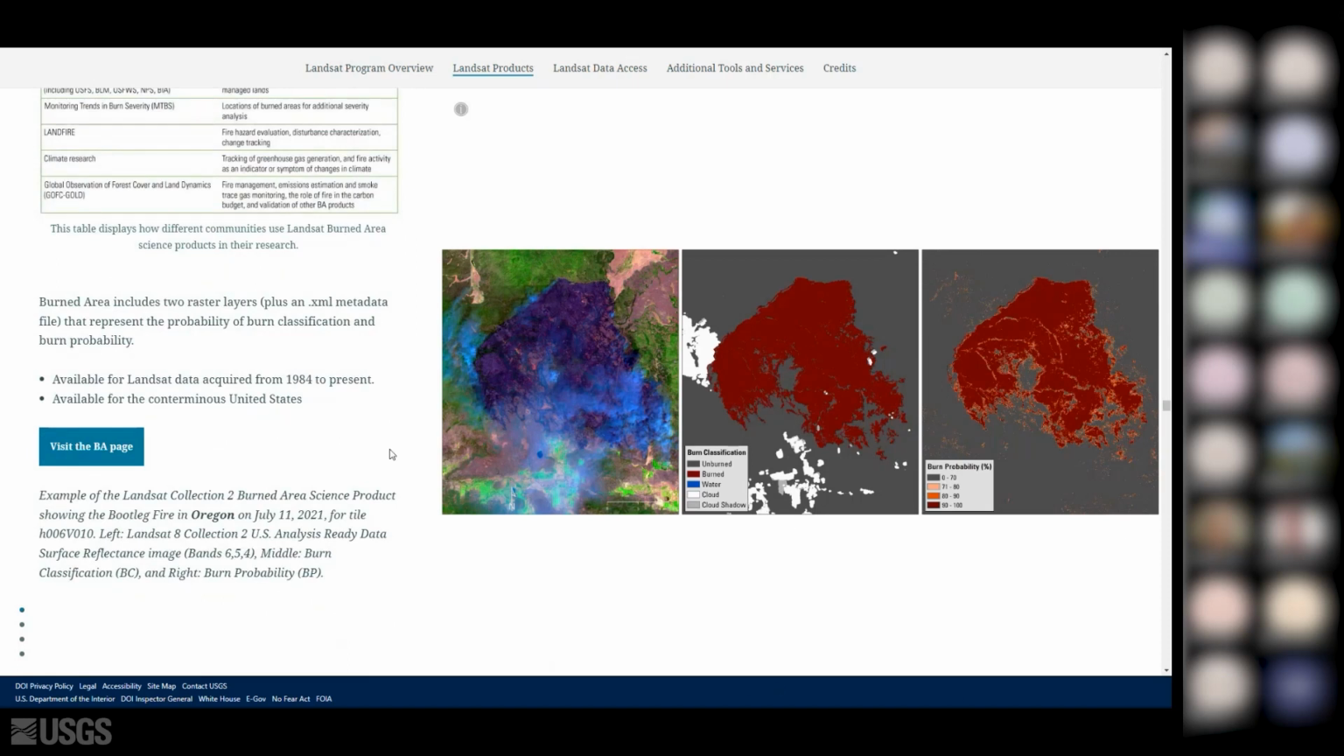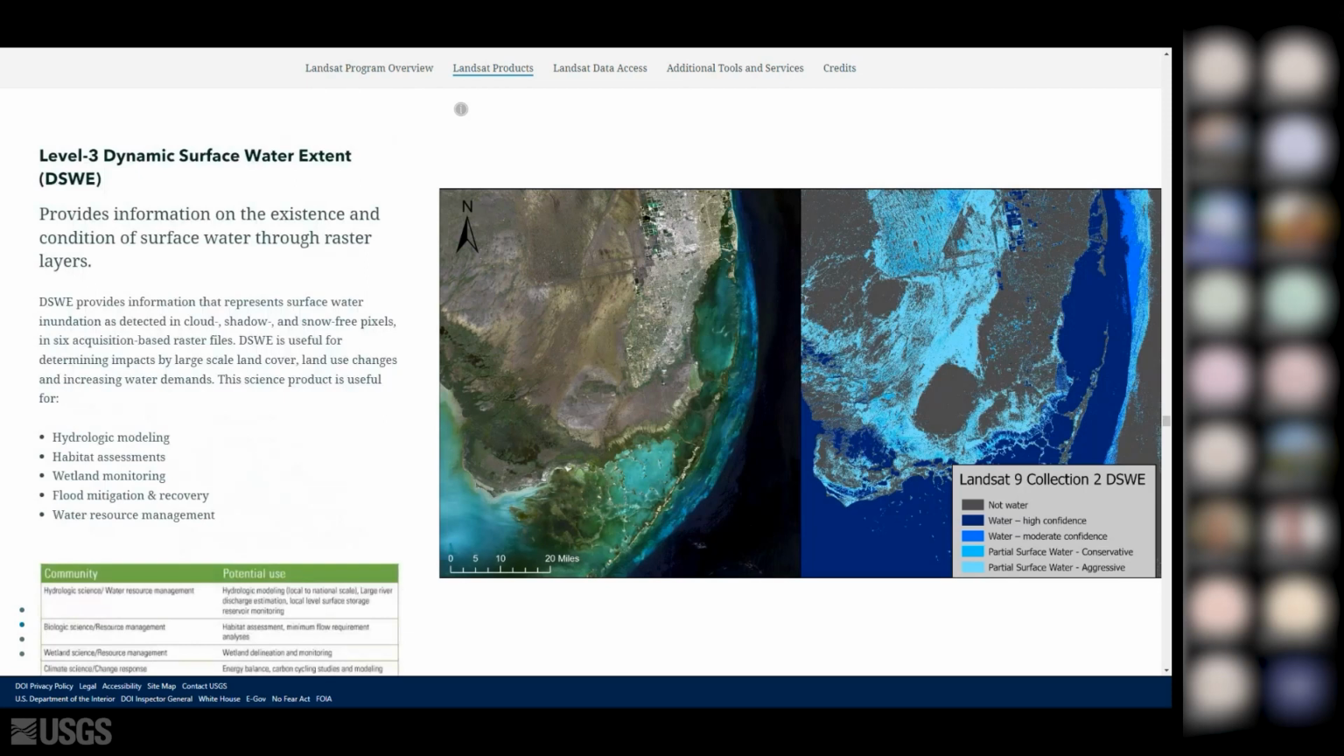And this is available for the conterminous United States and is acquired from 1984 to the present. Next, we have our dynamic surface water extent product, or as we call it, DSWE. In this example, over the Everglades National Park in Florida, we have our ARD surface reflectance image on the left and our DSWE interpreted band on the right. So this classifies areas where water is not present and areas that have water present at different confidence intervals.